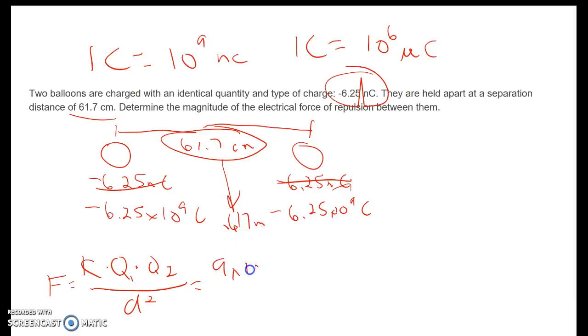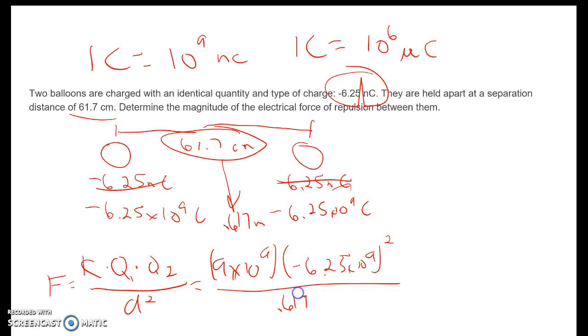K is 9 times 10 to the 9th. Multiply by our charges, negative 6.25 times 10 to the negative 9th, and we're going to square that because they're both negative 6.25 times 10 to the negative 9th. And we're going to divide by our distance squared, 0.617, the whole thing squared.